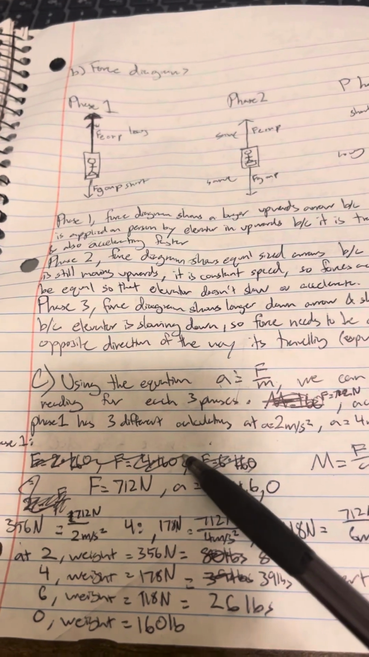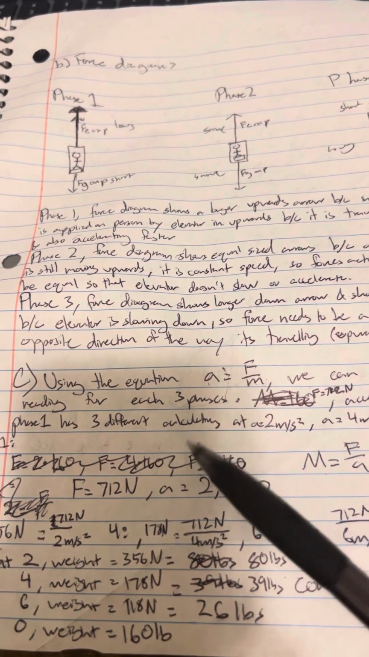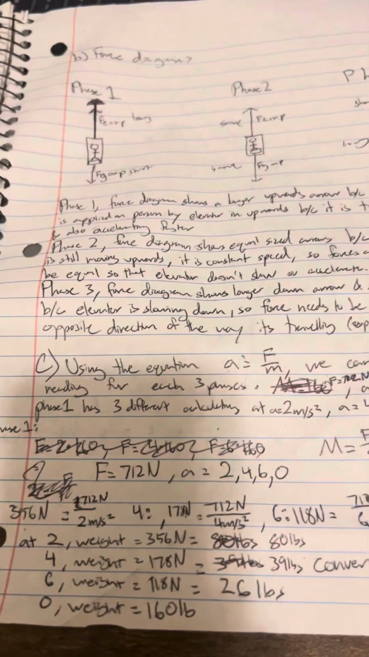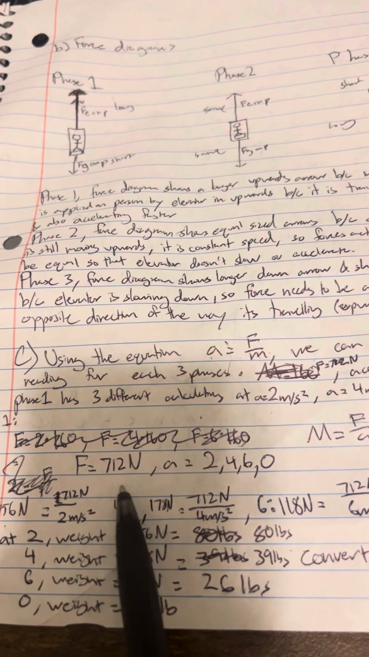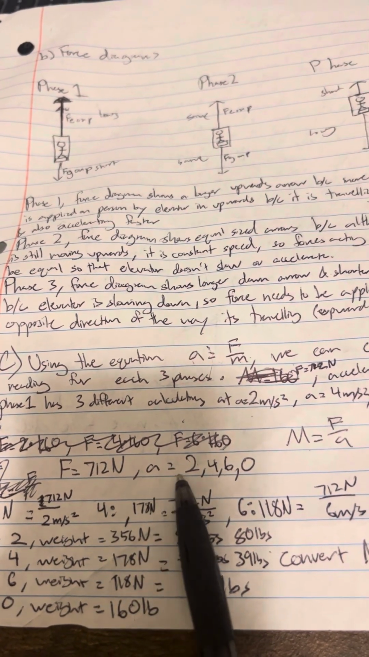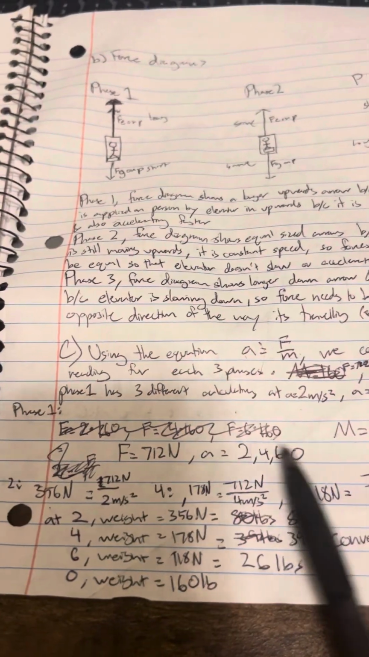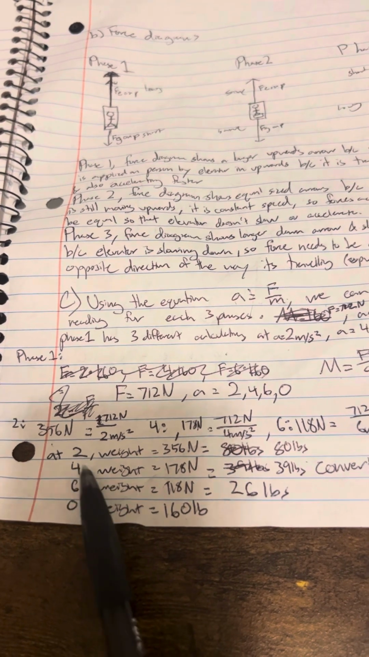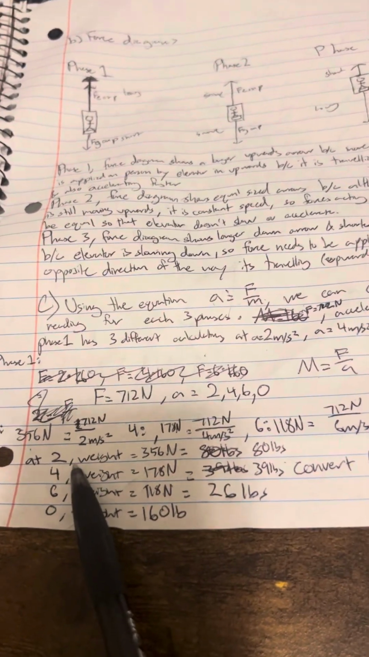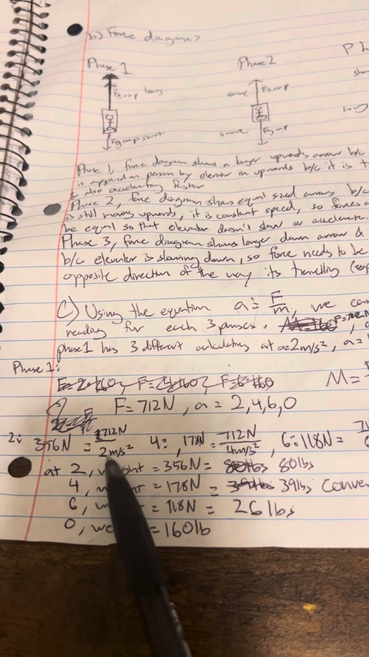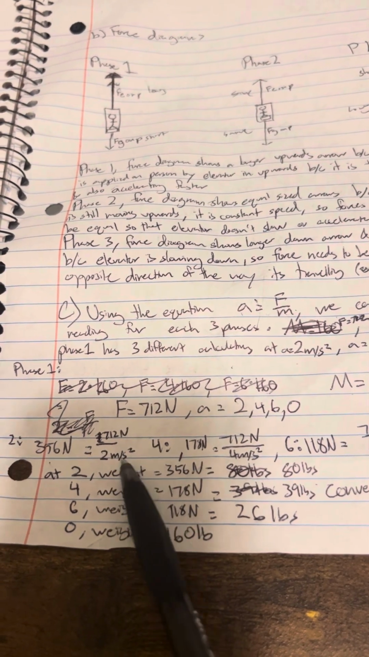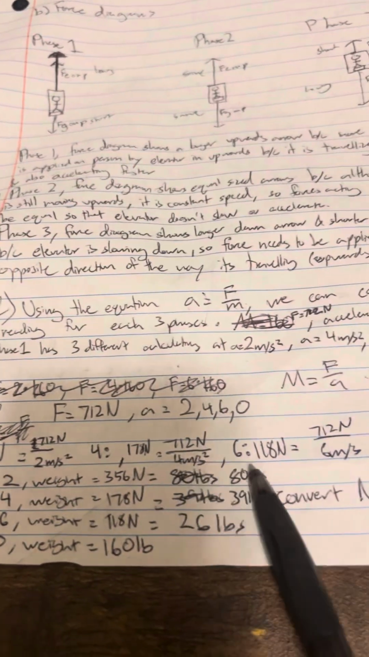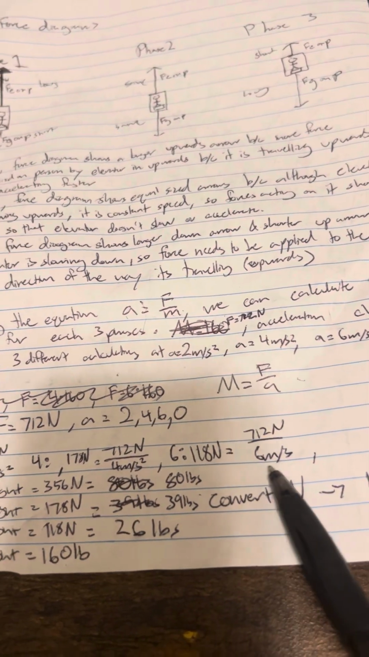Phase 1 has 3 different calculations because it's increasing from 0 to 2 to 4 to 6, so you're going to have to calculate all those different ones. And we're given F is equal to 712 newtons, and a is 0, 2, 4, 6. So by plugging all of these into the formula, when acceleration is at 2 meters per second squared, we put it on the bottom, and we have 712 newtons over the acceleration. We get 356 newtons. For 4 meters per second, we are given 178 newtons. For 6 meters per second, we're given 118 newtons.